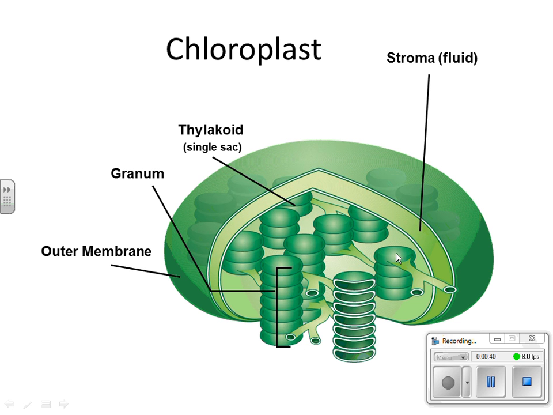Then the rest of the chloroplast is filled with the fluid stuff, kind of like cytoplasm, and it's called stroma. And that's annoying because it's really close to stoma, but it's not the same thing. And both of them are dealing with plants. Really super annoying. So stroma is the fluid stuff in a chloroplast.